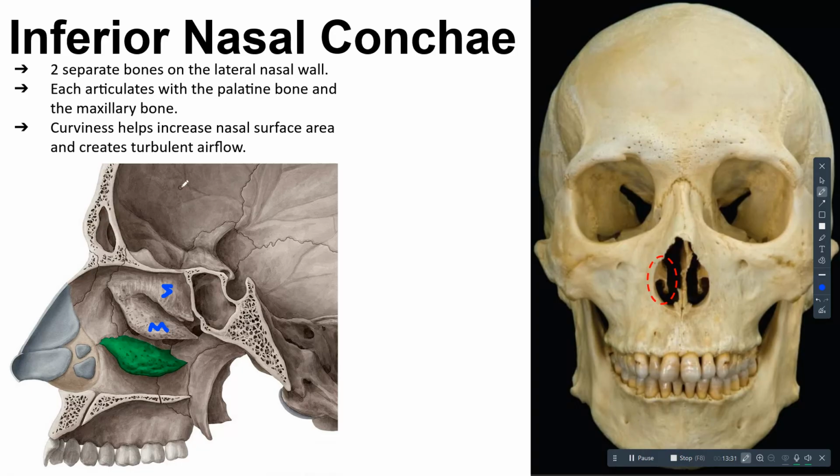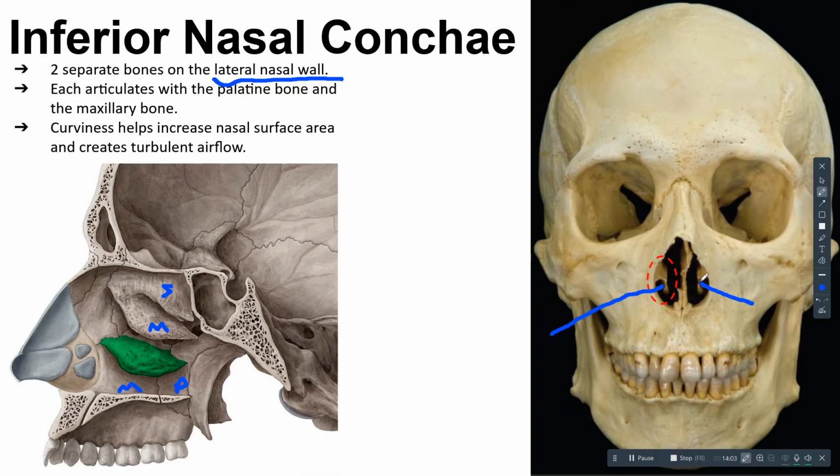So all the nasal conchae help form my lateral nasal wall. The superior and middle ones are part of the ethmoid bone. The inferior ones are bones unto themselves. They're sitting kind of on the maxillary and palatine bone. So here's the maxillary bone, here's the palatine bone. So they're articulating with those two. The inferior nasal conchae are also seen in the nasal cavity right here, sticking out ever so nicely.